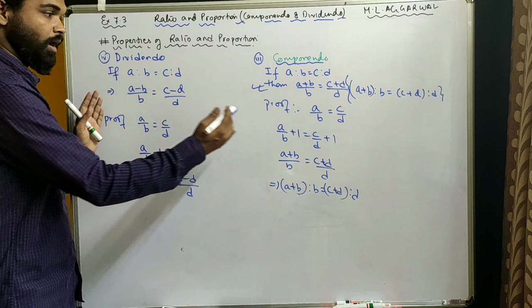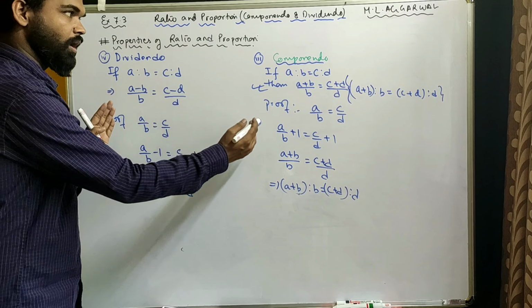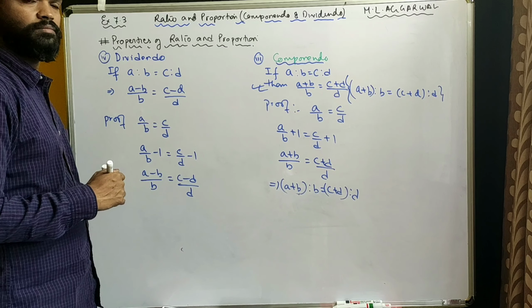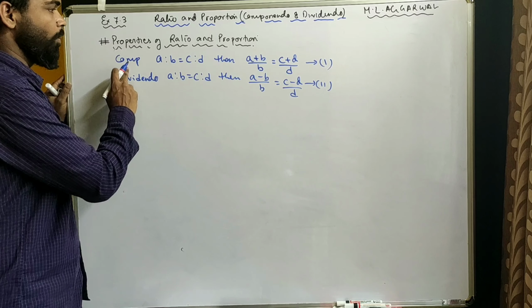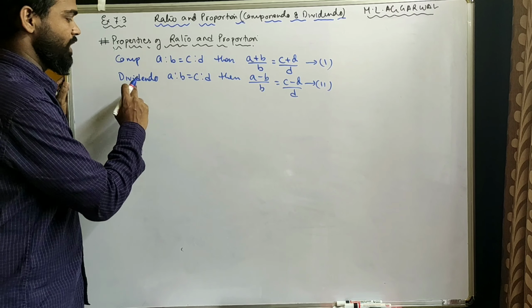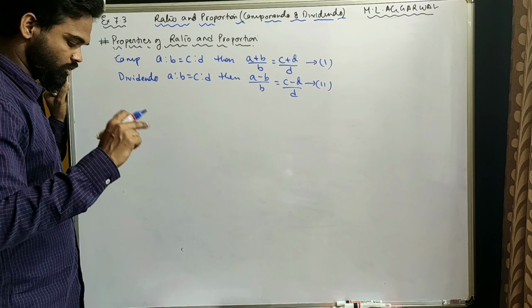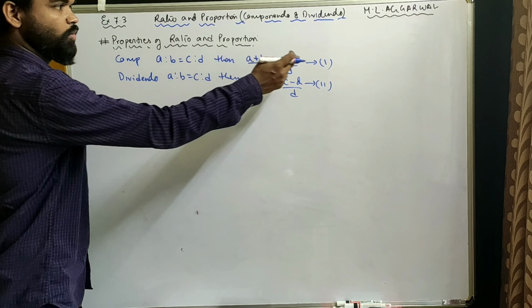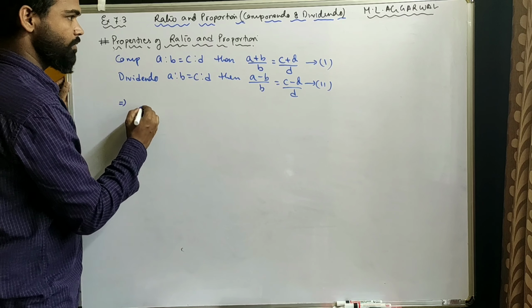Now what we'll do? We'll combine these two and we'll get componendo and dividendo. Let us see how. Now look over here. By componendo we got (A plus B) by B is equal to (C plus D) by D. And by dividendo we got (A minus B) by B is equal to (C minus D) by D. Now if you divide these two, equation 1 and equation 2, what do you get?